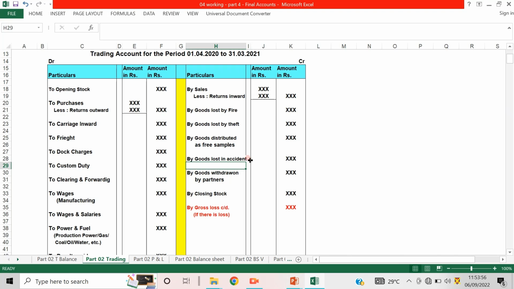Then the total goods lost is taken here, and whatever claim is receivable or actually received should be deducted, and the balance should be taken to the profit and loss account. Now goods withdrawn by partners are also taken. Then closing stock should be taken on the debit side. The opening stock is taken. Purchases, less returns outward, meaning purchase returns, are taken here, in the outer column.